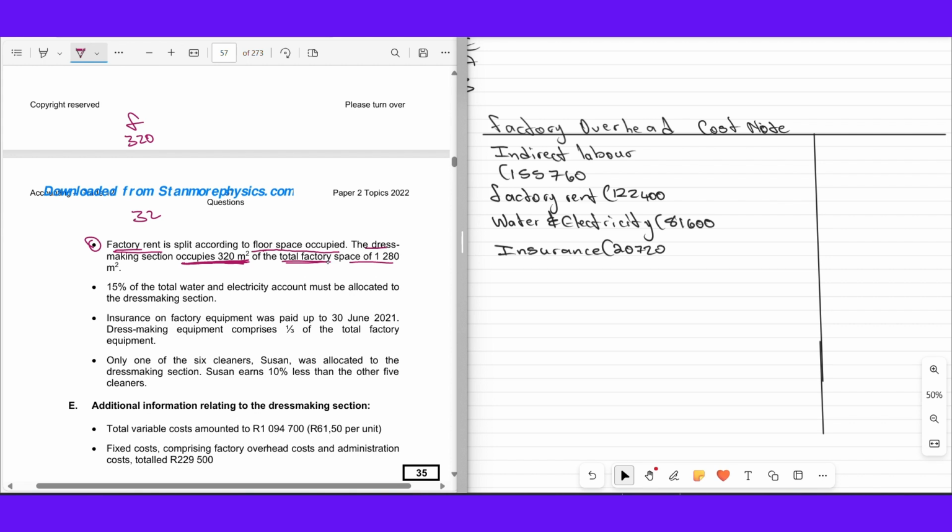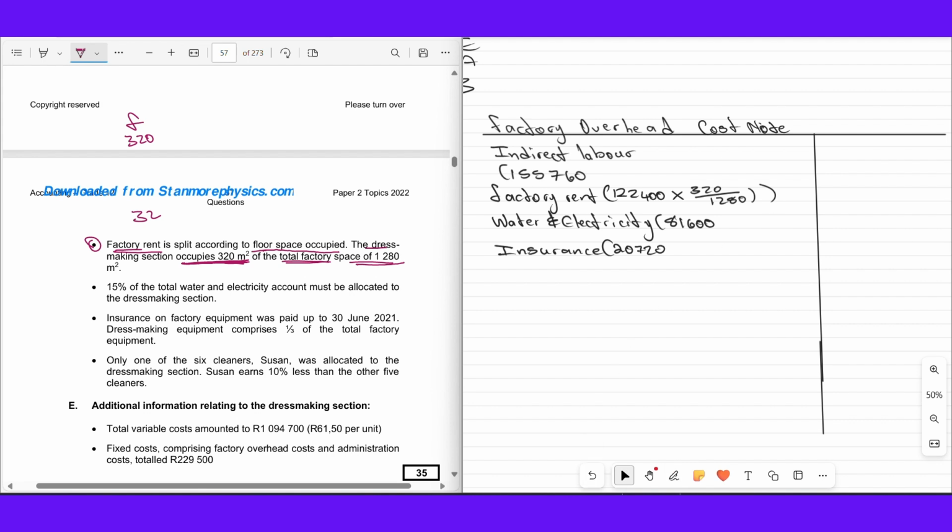So they are saying total factory space of 1200 meters square. So we are just going to multiply by 320 over 1280. Remember, the unknown is what you want, divided by what you have. We have 1280 and we want 320 to allocate to the factory.